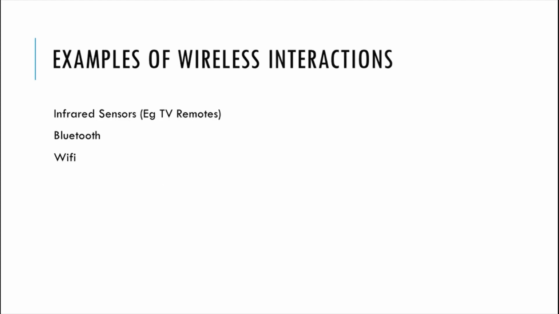Examples of wireless interaction. So for all your TVs, air conditioners, you have these remotes that are based on infrared sensors. You all know Bluetooth that we use for mobile devices, music and all of those, and Wi-Fi, your general internet. Now you also have mobile data, all of those which are different other forms of wireless interactions.